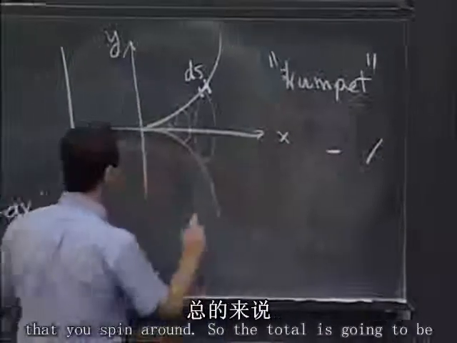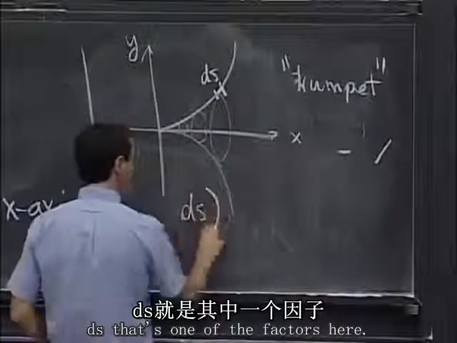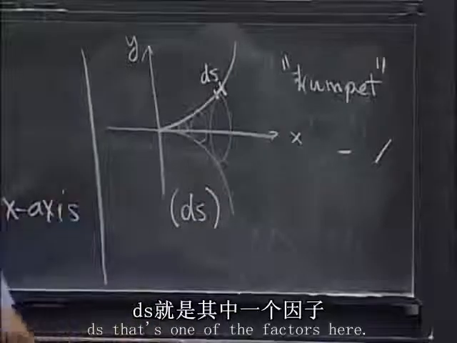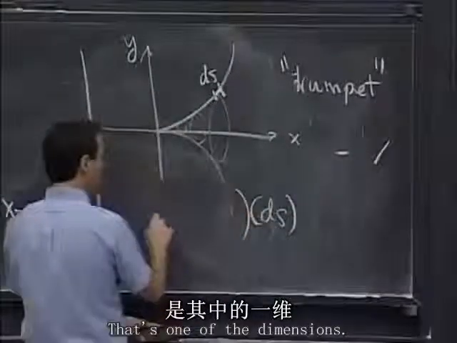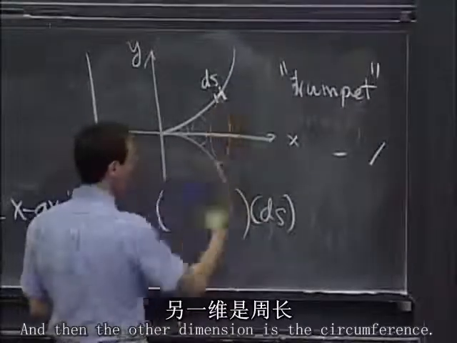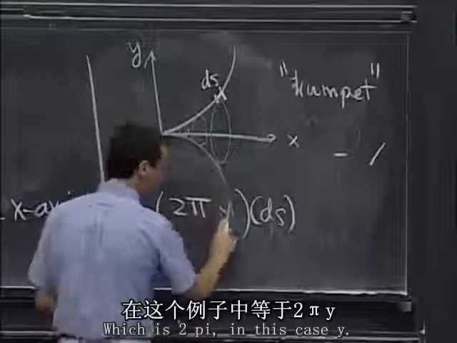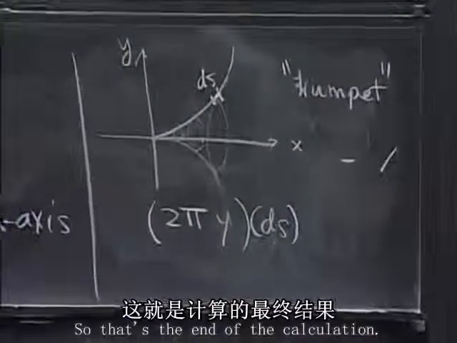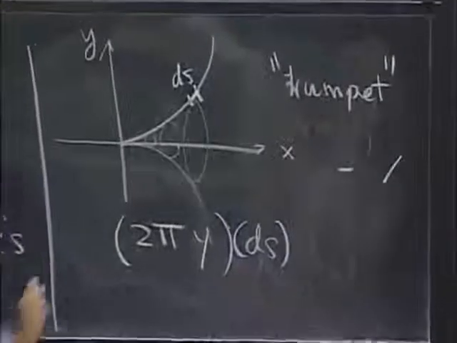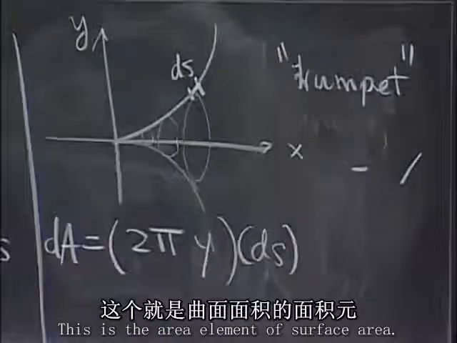So the total is going to be ds. That's one of the factors here. Maybe I'll write that second. That's one of the dimensions. And then the other dimension is the circumference, which is 2 pi, in this case, y. All right, so that's the end of the calculation. This is the area element of surface area.